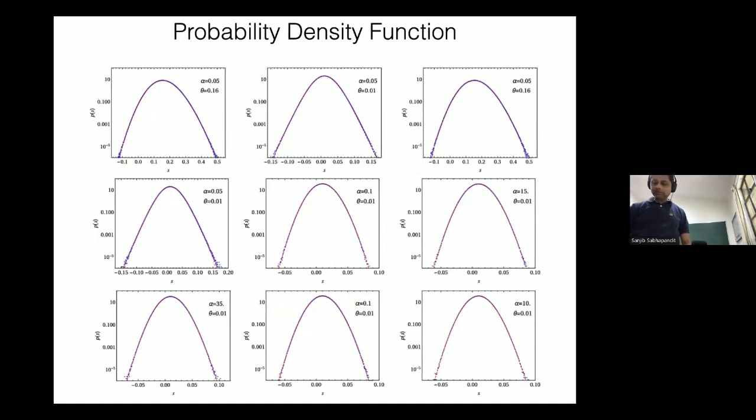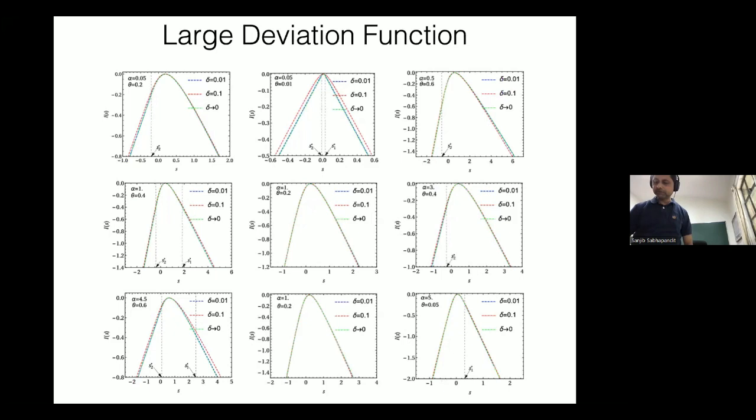You can also compute the probability distribution for the system from the theory, and compare with simulation. These are representative probability distributions in each of these regimes. Similarly, you can also compute the large deviation function from the theory. You can compute the large deviation function in the limit delta going to 0. Also, you can compute for different delta, and as you plot, you see that as you reduce delta, it approaches the delta going to 0 limit.